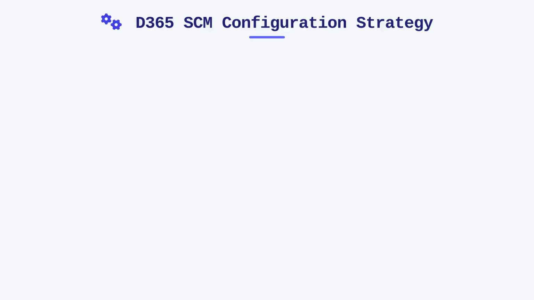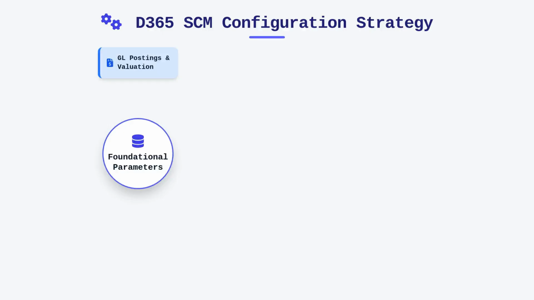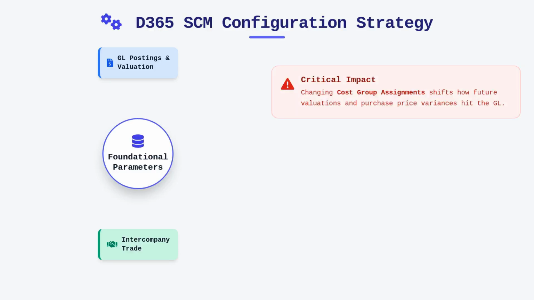Configuring these settings requires a disciplined approach, especially when dealing with the cross-functional dependencies inherent in Dynamics 365 supply chain management. You must validate the underlying parameters carefully, as these configurations interact directly with general ledger postings, inventory valuation rules, and even intercompany trade agreements. For example, if you change a cost group assignment, you are effectively shifting how future inventory valuations and purchase price variances are recorded in the general ledger.